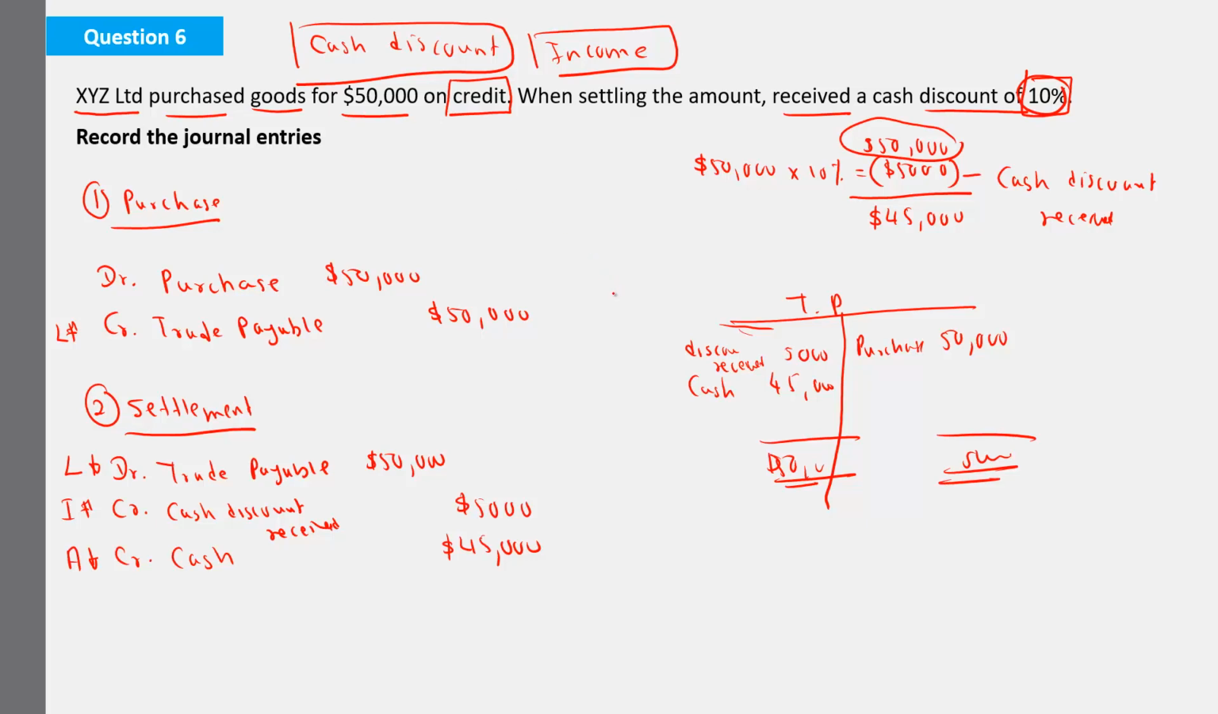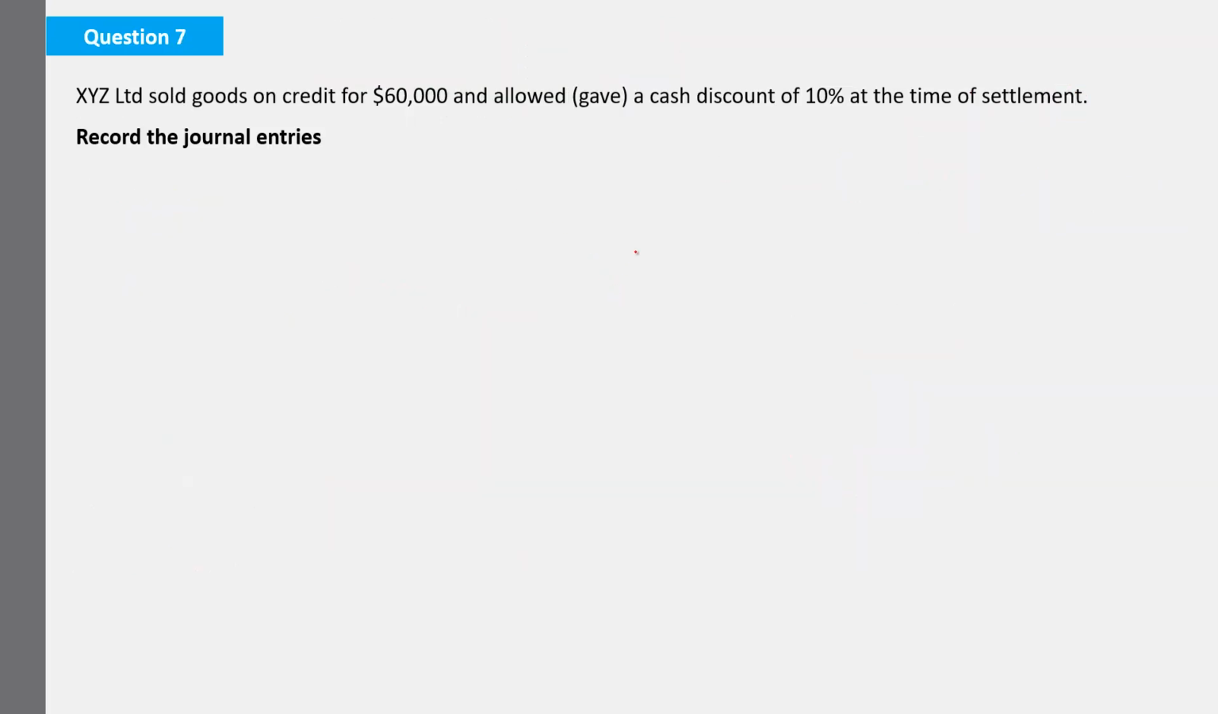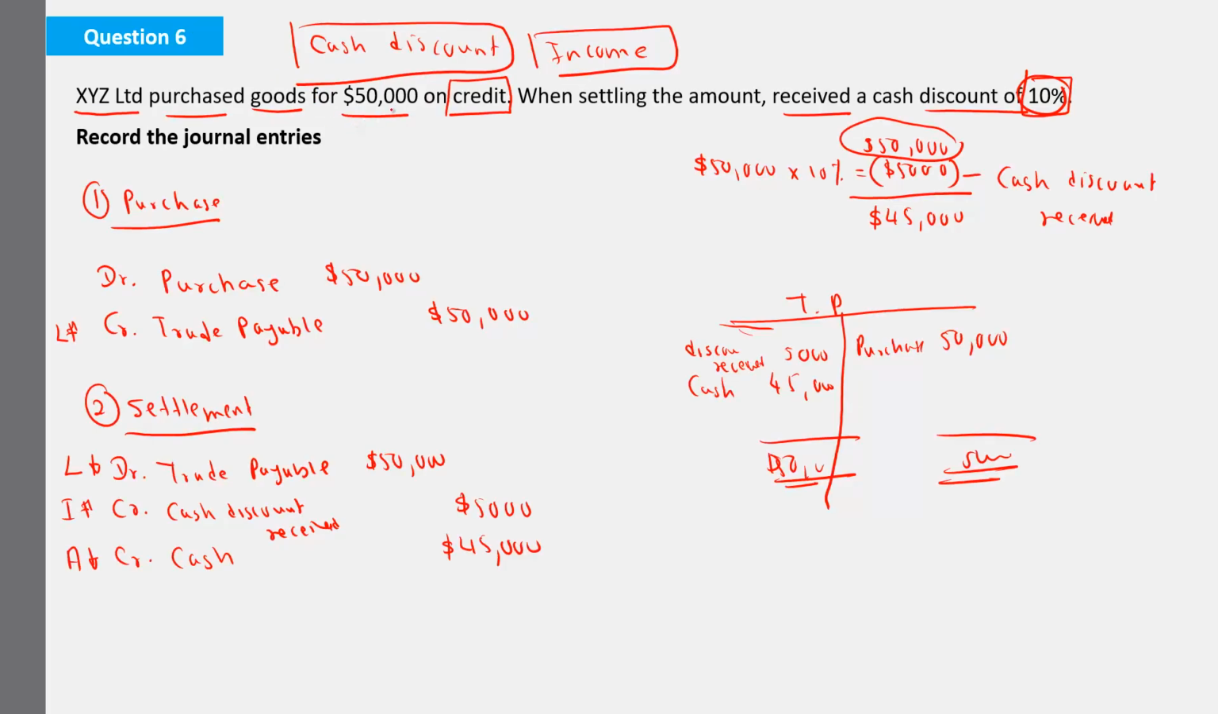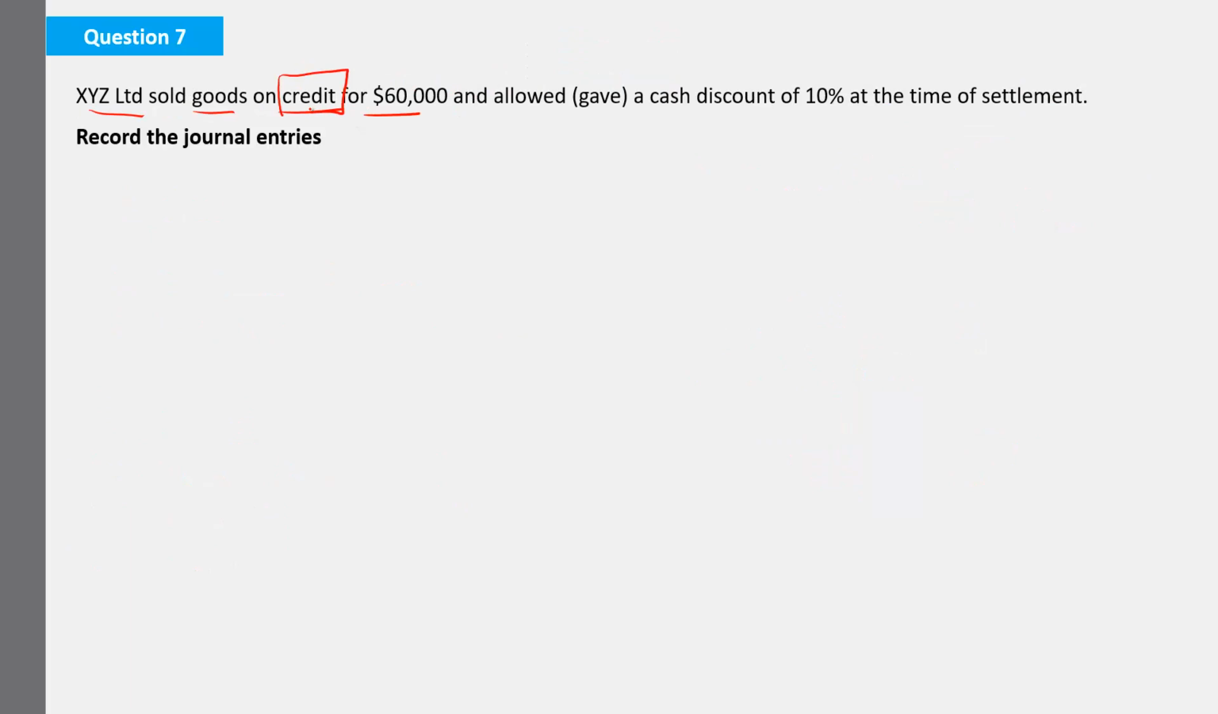So for y'all to get a better understanding of this, let's do another question. XYZ sold goods on credit for $60,000. This time we are selling goods on credit. Previously we purchased on credit, now we are selling on credit. So what you have to remember, cash discount is something which is connected with credit purchases and credit sales. Don't forget that, that is very important. And allowed a cash discount of 10% at the time of settlement.